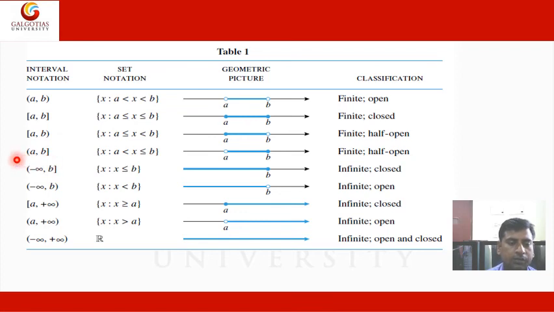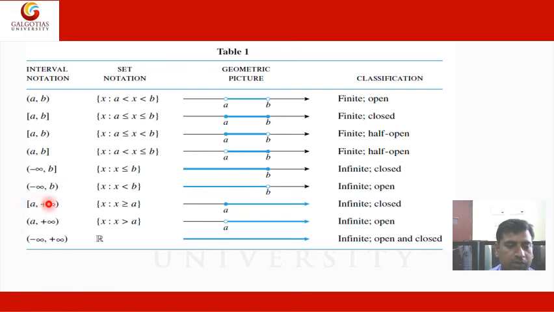This is the semi-open or semi-closed interval. It's closed from the left side and open from the right side. Why is it closed from the left side? Because it includes the endpoint on the left side and it does not include the endpoint on the right side. So this is finite because endpoints are finite, and it's half open, or we can say half closed. Similarly, this is open from the left side and closed from the right side. That means it will not include the left endpoint. It will include the right endpoint. Both points are finite, so it's finite and half open, or we can say half closed.